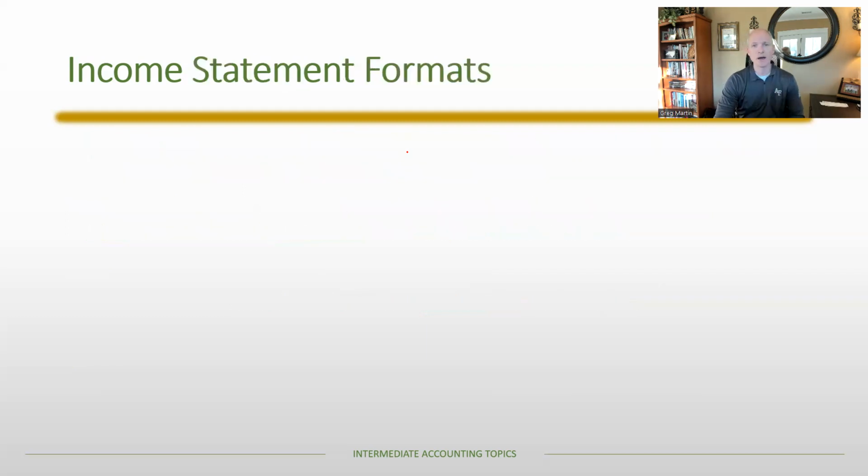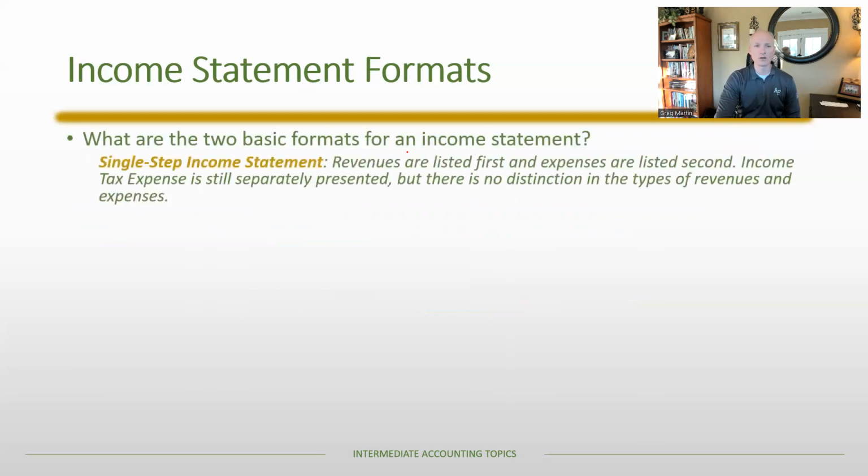Okay, so let's talk about the two primary formats that you might see with an income statement. One is called a single step income statement, where basically, all your revenues are listed first, and then all the expenses are listed second. And then you still have your income tax expense being reported separately, but there's really no distinction in revenues and expenses, just all your revenues, gains, all your expenses and losses, income tax expense, and we're done.